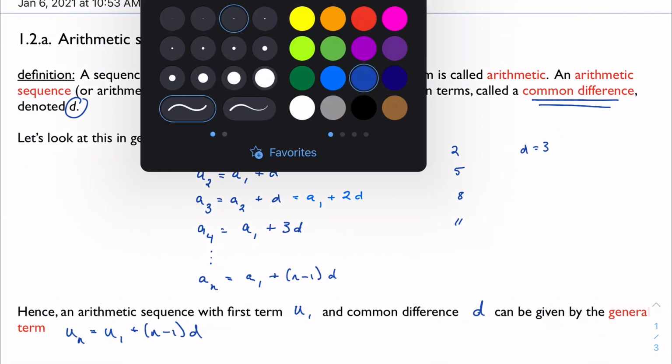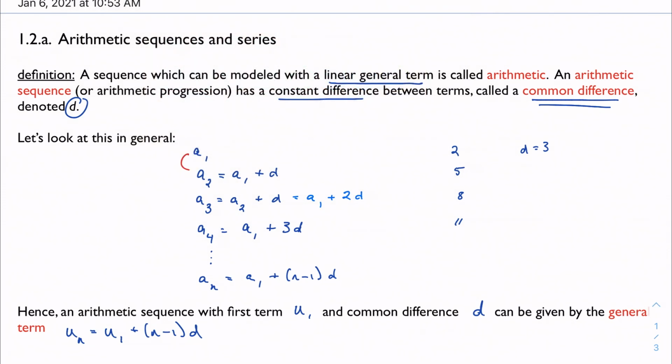We can think about it like steps, right? It takes 1 step to get from a1 to a2. It takes 2 steps to get to a3 from a1. It takes 3 steps to get from a1 to a4. And it always takes 1 fewer step to get where we want to go.